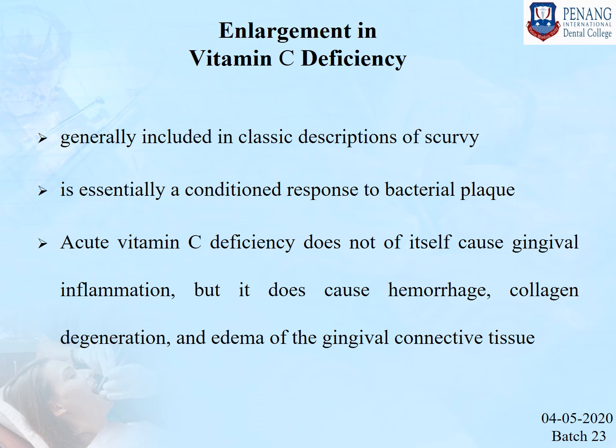In clinical manifestation, gingival enlargement with vitamin C deficiency is marginal. The gingiva is bluish red, soft and friable, and it has a smooth shiny surface. Hemorrhage that occurs spontaneously or on slight provocation, and surface necrosis with pseudomembrane formation are among the most common features. Acute vitamin C deficiency does not of itself cause gingival inflammation, but it does cause hemorrhage, collagen degeneration, and edema of the gingival connective tissue.